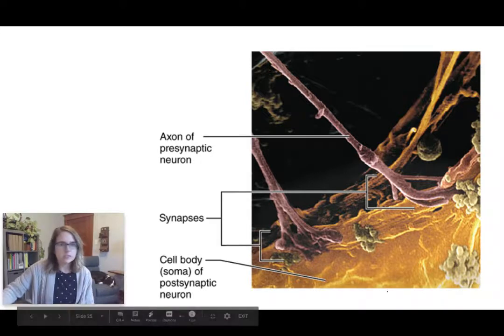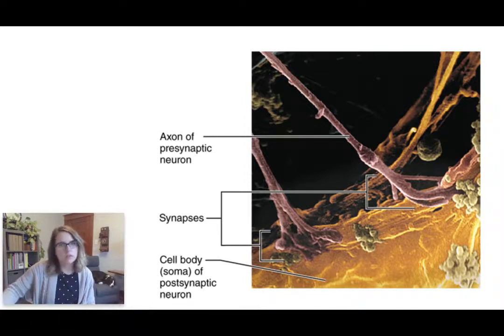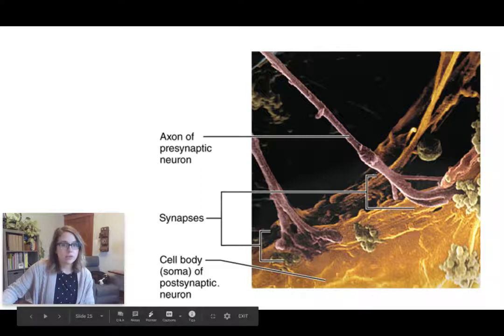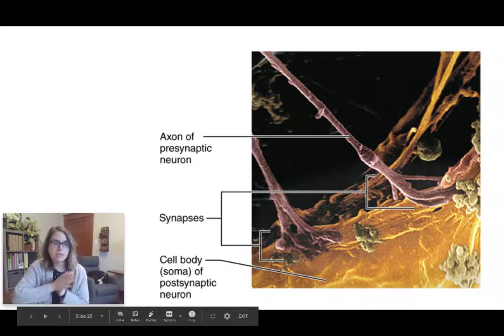So it's basically a connection between one axon's dendrites and then another axon. It's this connection between two different neurons. Here we've got the axon of one neuron coming down, these little fibers here where they're connecting and coming in contact or touching with another neuron. And so the synapse is where the two come together.